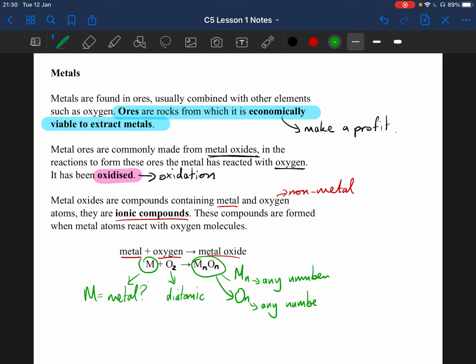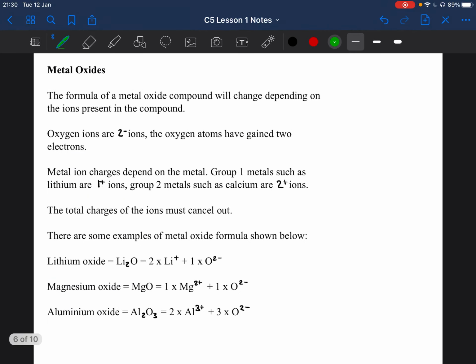And again, that would be because we have to change the number of oxygens in our metal oxide to cancel out the charges on the metal. Remember, when we have an ionic compound, whatever negative charge we have has to equal the positive charge, because overall the compound itself has no charge. Okay, so let's have a look at our metal oxides in a little bit more detail.